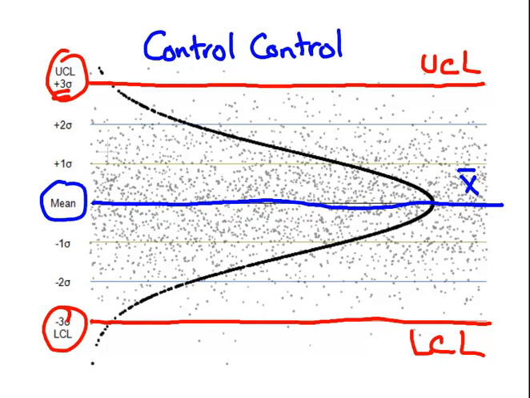Now we actually would have the 1 standard deviation and 2 standard deviations lines as well. Those lines, they're not as particularly important. They are useful for pointing out some of the rules that you would use. That's related to the Nelson rules.